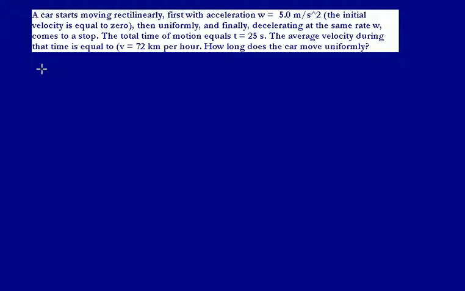Hi, let's start with the next problem. The ask of the problem is to find how long the car moves uniformly. A good way to approach the problem is to use the velocity-time graph. So let's draw it here for our convenience.